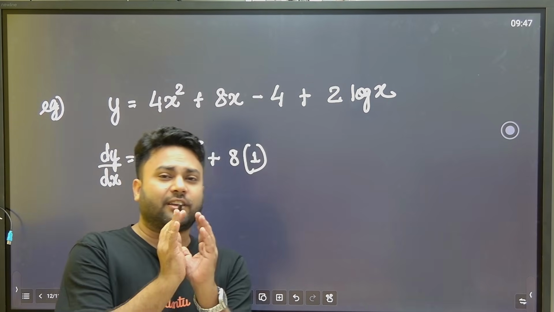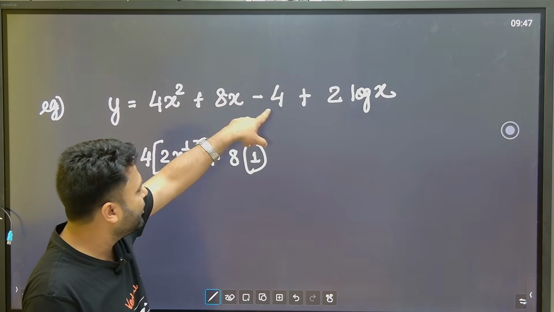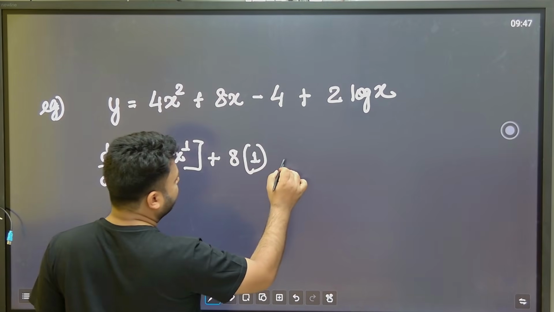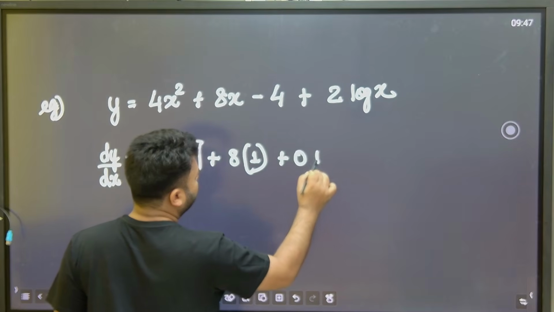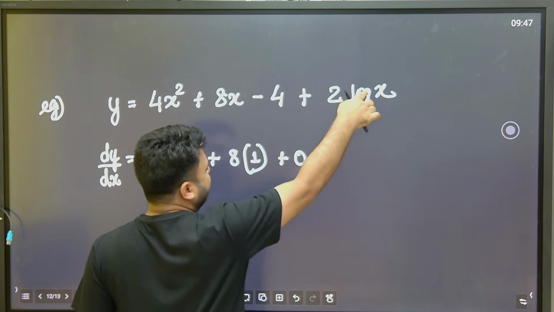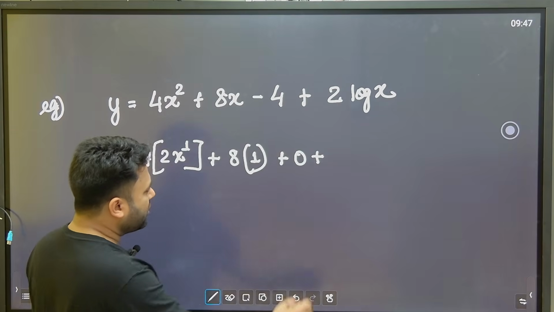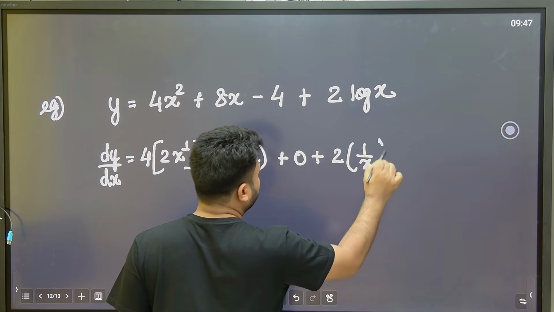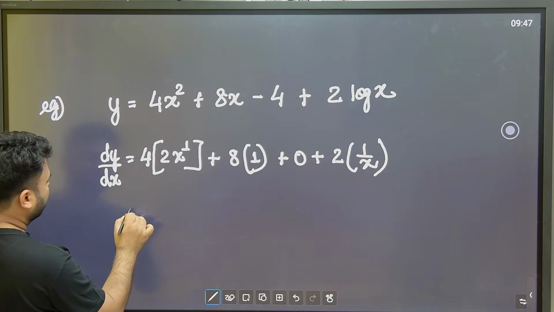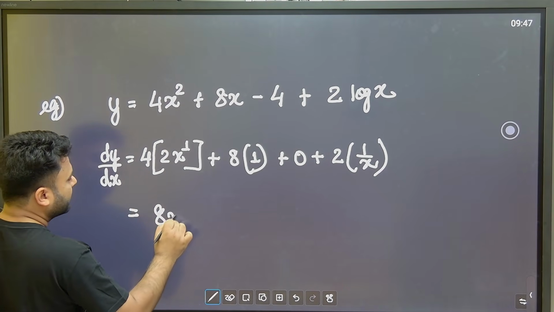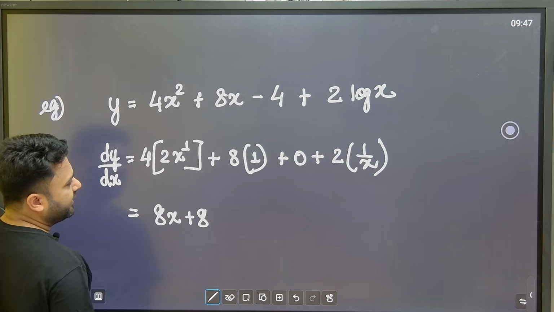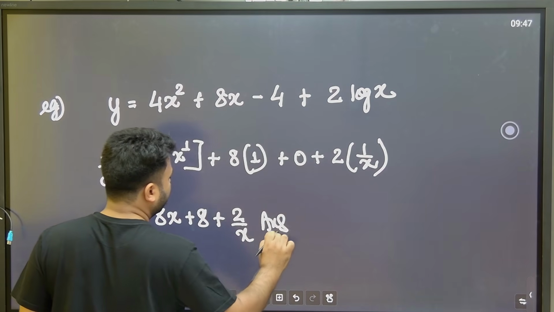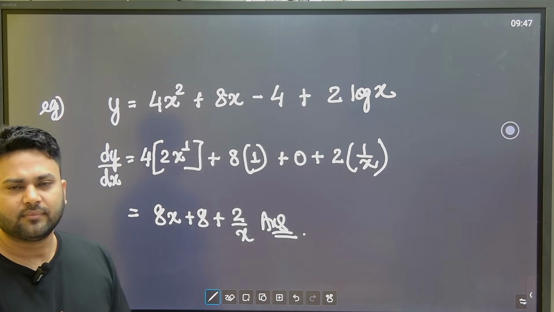If the constant is alone, like here minus 4 is alone, so its differentiation will be 0. So minus 4 differentiation will be 0. Plus again we have a constant, but it is attached with some variable. So constant we will take outside, log of x differentiation 1 by x. So our final answer becomes 8x plus 8 plus 2 by x. So this will be our answer. Correct?